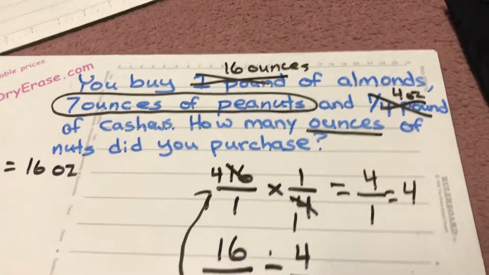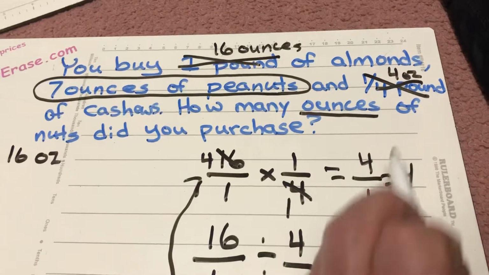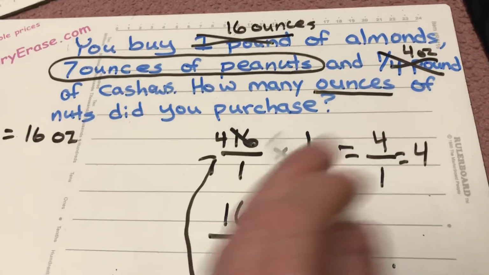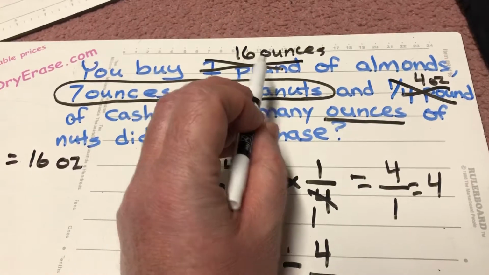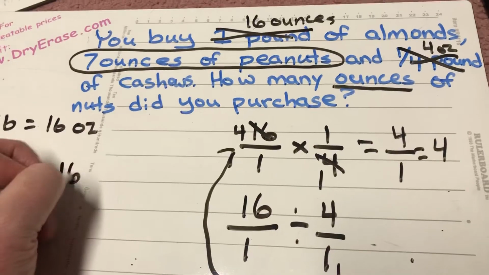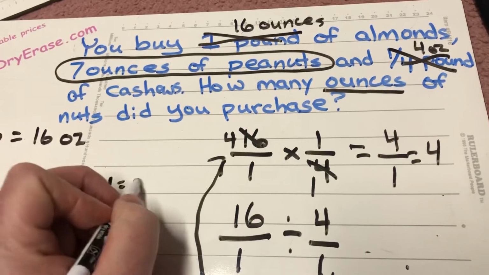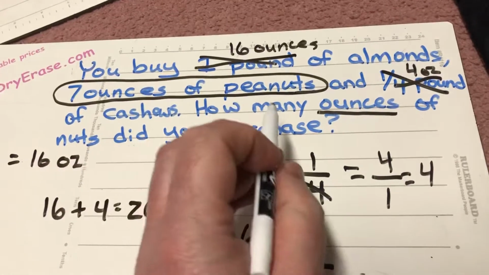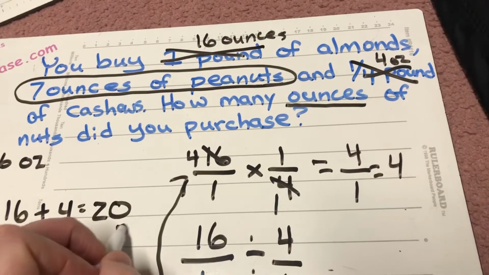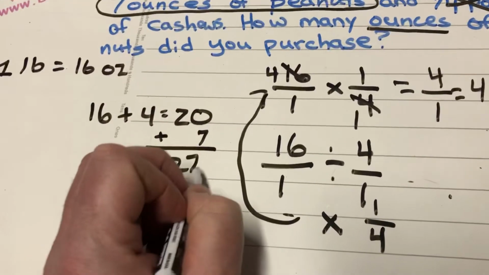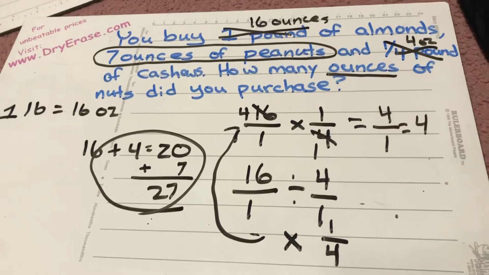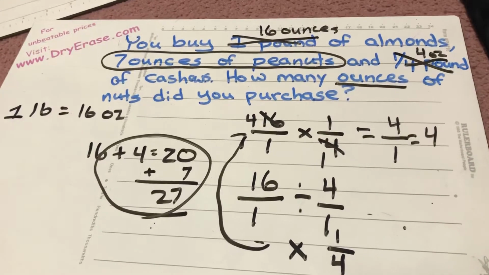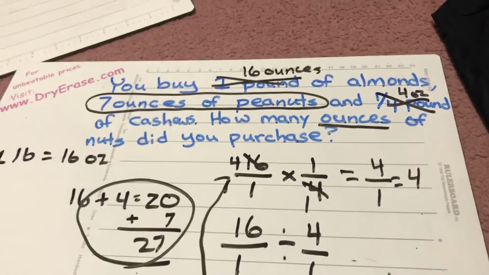So I have 16 ounces of almonds, 7 ounces of peanuts, 4 ounces of cashews. How many ounces of nuts did we purchase? Well, we need to add those together. 16 plus 4, I believe that equals 20. And then we're going to add the 7 ounces of peanuts: plus 7 equals 27 ounces of nuts that were purchased. Not hard. It's converting, but now it's doing it with story problems. All right, we've got one more that we need to check out.